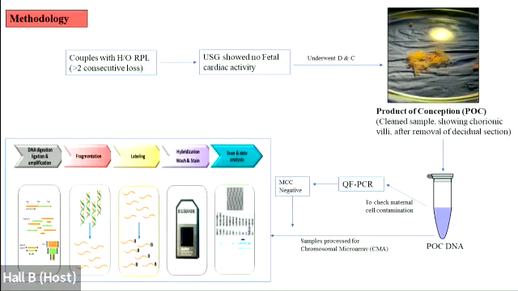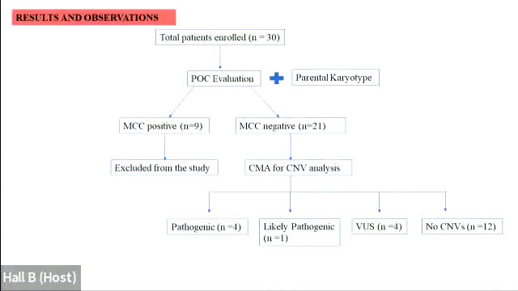So we recruited couples with a history of RPL, and when the ultrasound showed no fetal cardiac activity, such patients, under the clinician's decision, underwent DNC and we received the product of conception. Now, the image shown over here is a cleaned POC sample where the residual section has been removed. And then we extracted the POC DNA. Now, before processing it for downstream analysis, we checked for maternal cell contamination using QF-PCR. And when the sample was MCC negative, it was processed for chromosomal microarray.